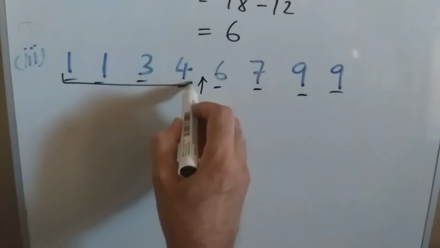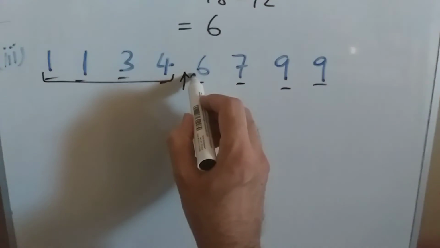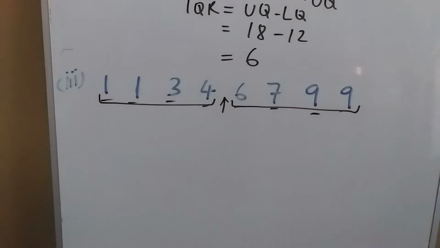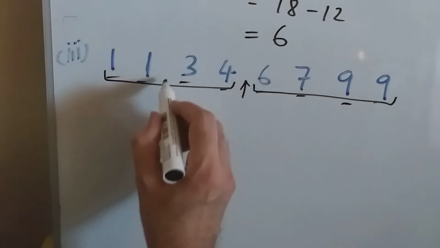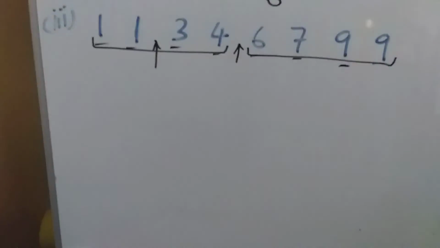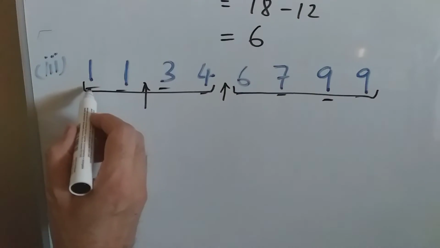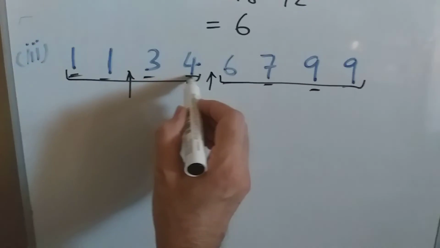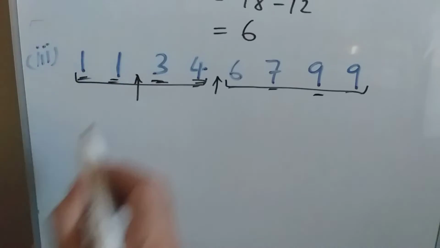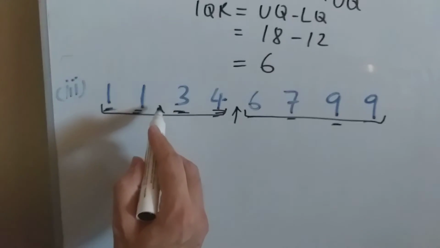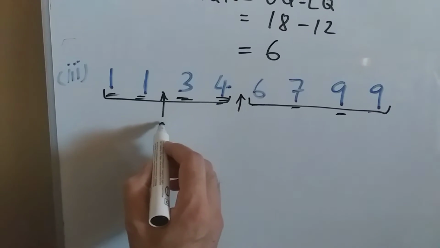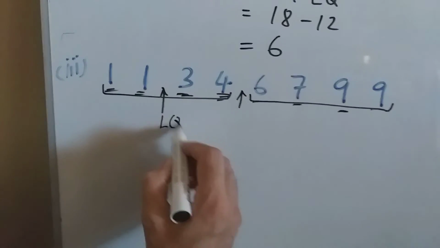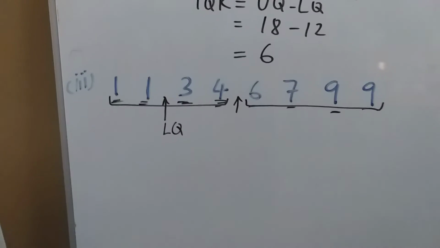Now the lower half of the scores is 1, 1, 3, 4. The upper half of the scores over here is 6, 7, 9, 9. Now there's 4 numbers over here. The 25th percentile will be between 1 and 3. Right? Because there's 1 here and 1 there, and 1 here and 1 there. So the middle of the lower half of the scores, that is your 25th percentile. So that's your lower quartile, which we have to calculate.